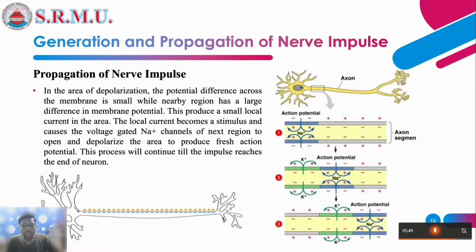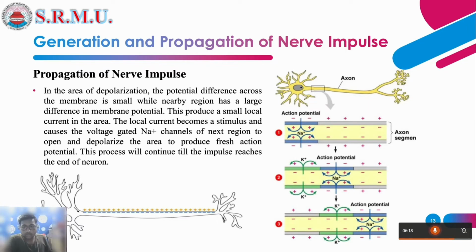How it happens, you can see here in the image that this region is currently depolarized, and now the region next to it will have a difference in potential gradient. So this will produce a small local current in the area, and the local current will become a stimulus which will cause the sodium channel of this region to open. Now the sodium channel in this region will open, sodium will move in again, and this region will depolarize.